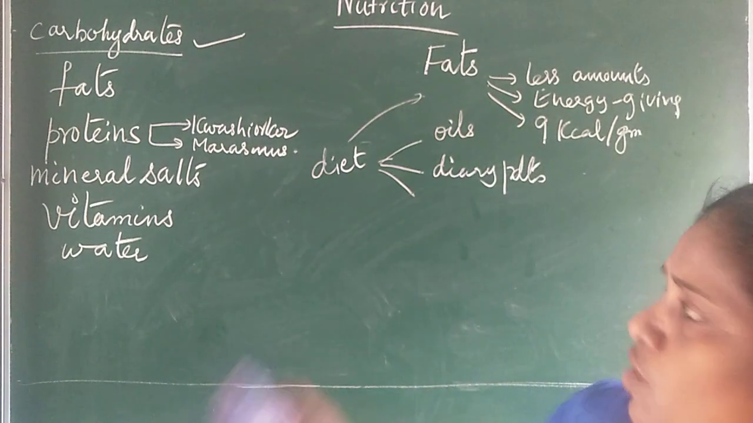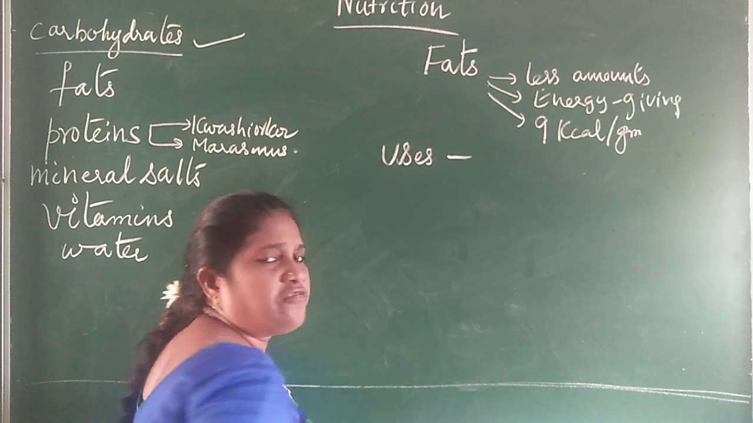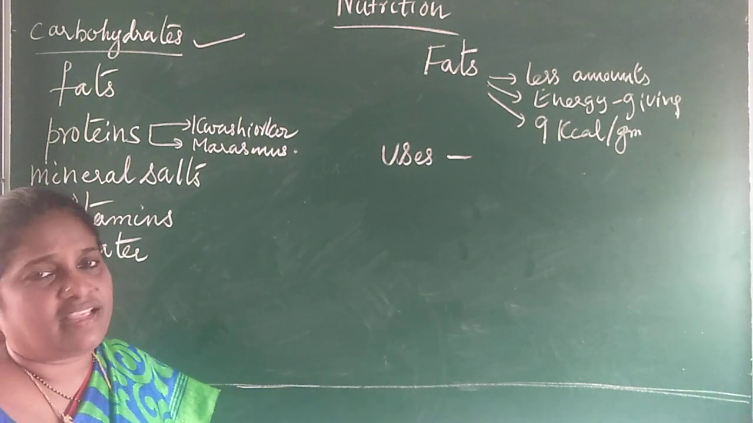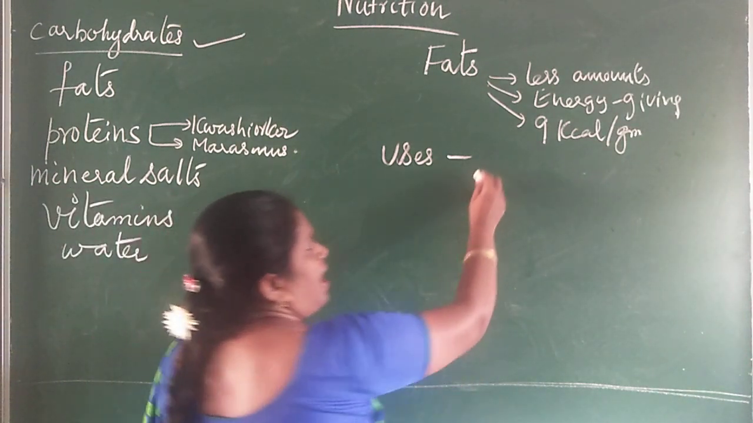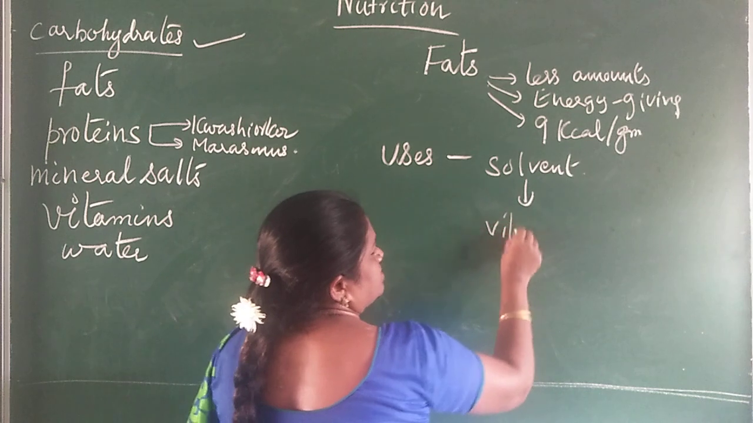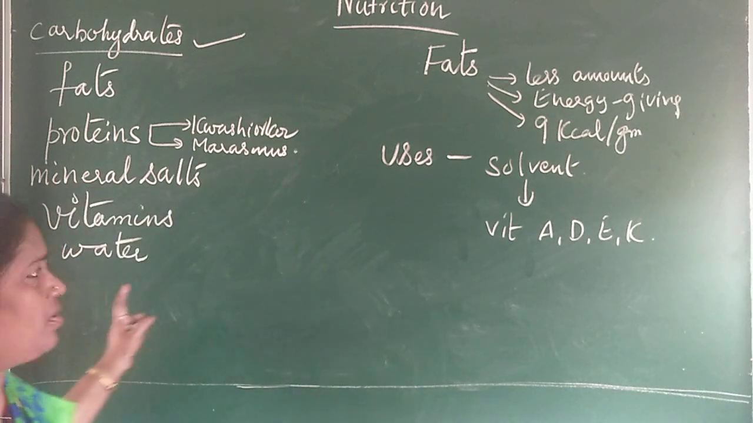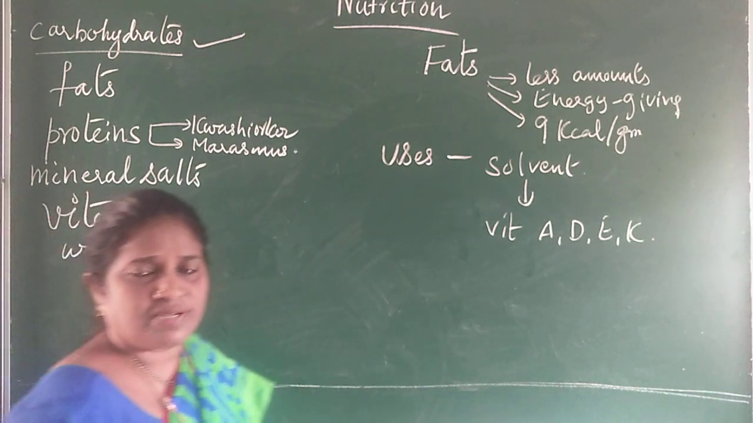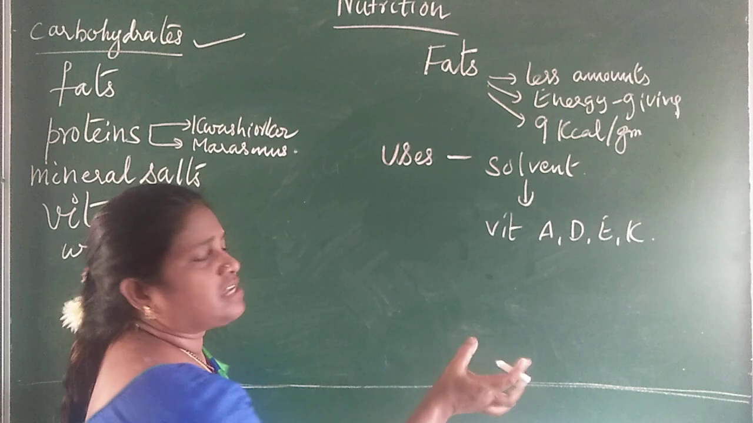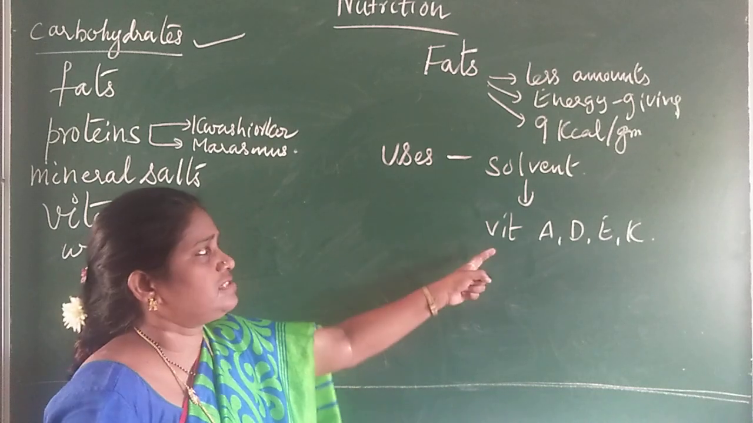Now, what are the uses of fats? Fats, as I told you, release energy, just like carbohydrates. In addition to energy, fat acts as an important solvent for various vitamins like vitamin A, D, E and K. Later I will tell you about vitamins, where you have fat soluble vitamins. So these vitamins are soluble in fats, and fats provide a solvent, a medium for these vitamins.